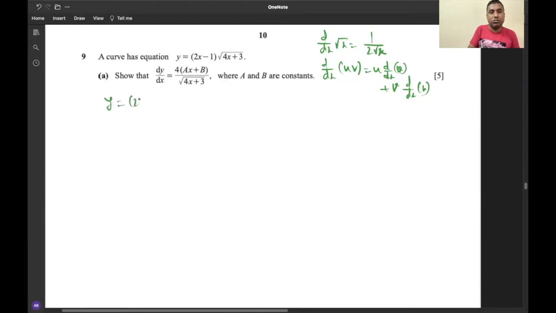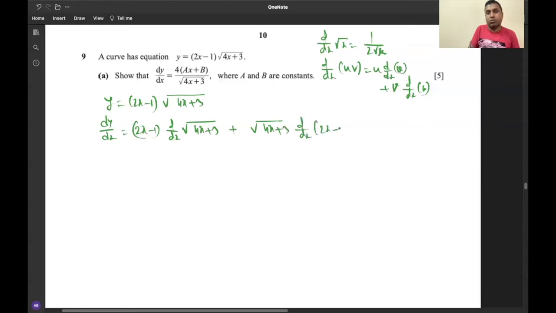y equals (2x minus 1) root over (4x plus 3). So dy/dx, differentiating with respect to x, will be (2x minus 1) d/dx of root over (4x plus 3) plus root over (4x plus 3) d/dx of (2x minus 1). So we write 2x minus 1, then 1 by 2 root, using the first formula, root over (4x plus 3), and obviously we must apply the chain rule, that is d/dx of (4x plus 3). Then let me keep the rest the same.